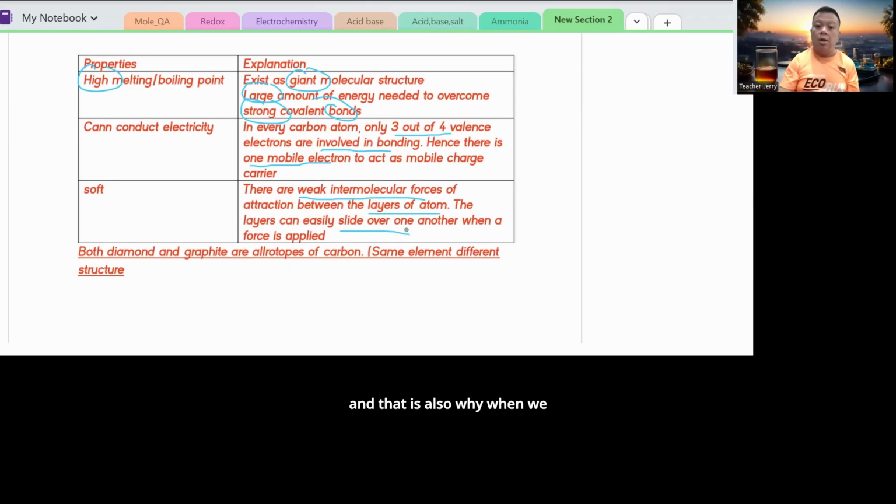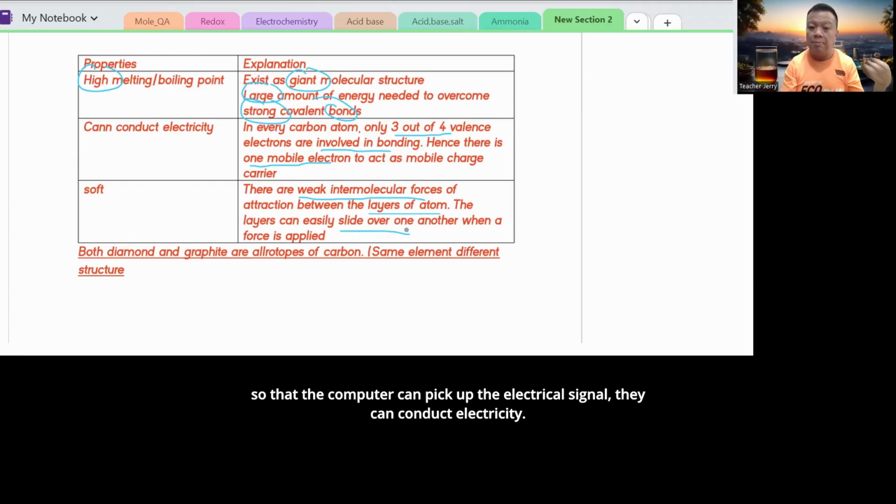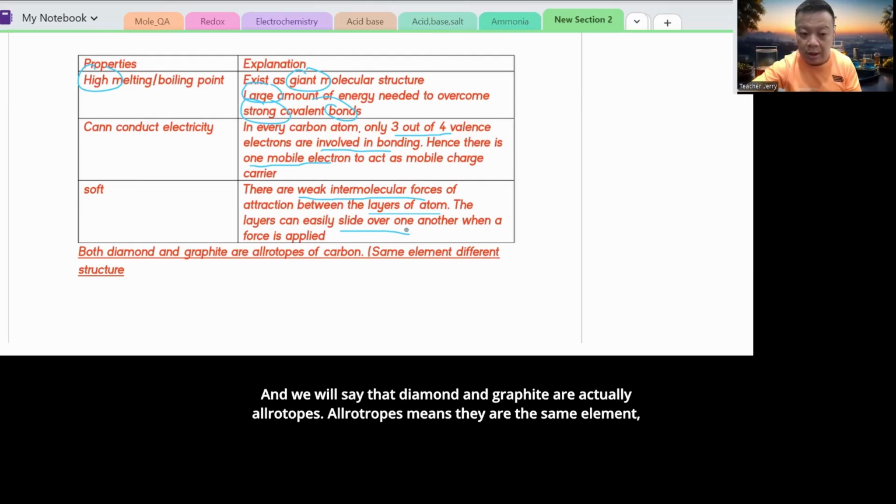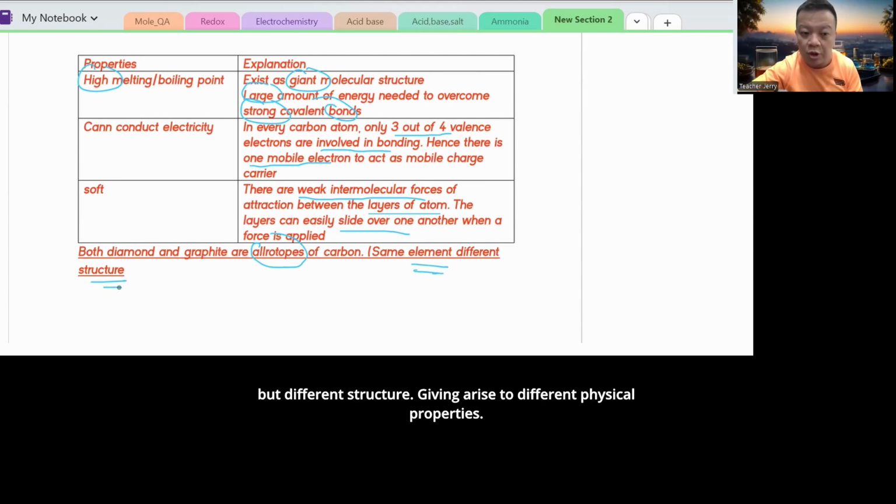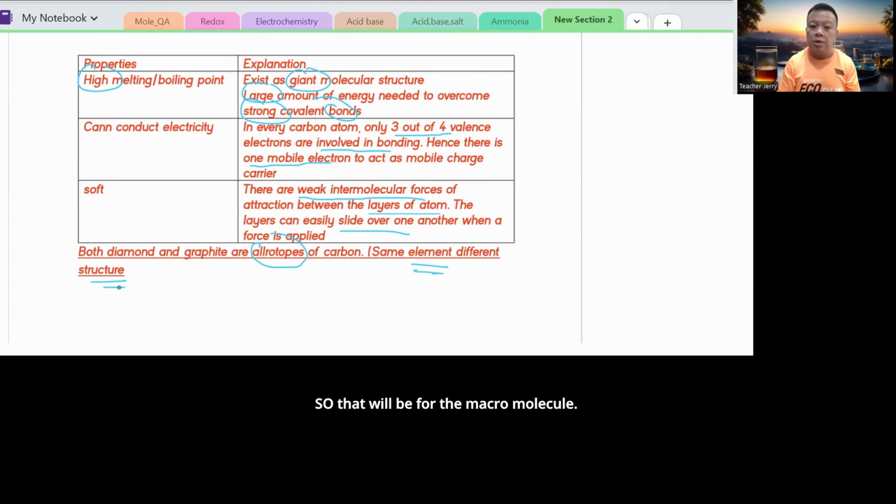And that's also why when we shade answers for our OAS, we have to use graphite so that the computer can pick up the electrical signal. They can conduct electricity. And we will say that diamond and graphite are actually allotropes. Allotropes means they are the same element but different structure, giving rise to different physical properties. So that will be for the macromolecule.